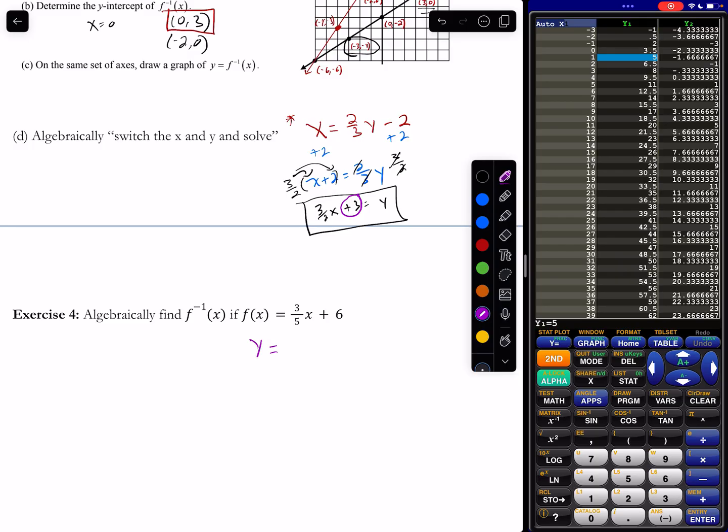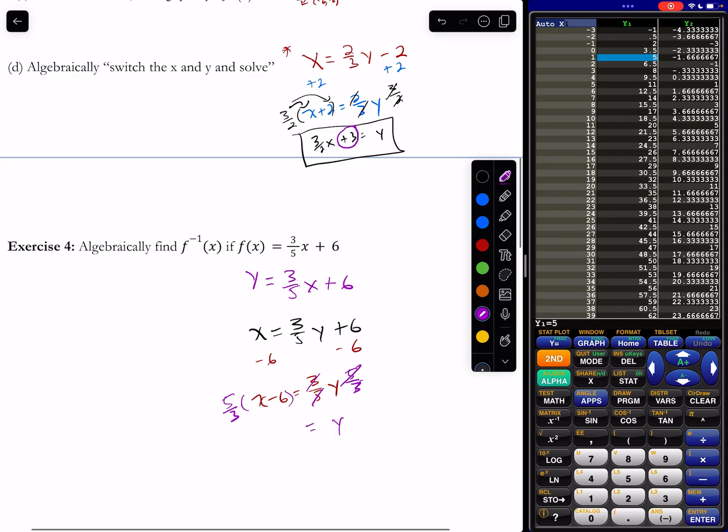So instead of writing y equals 3/5 x plus 6, what I'm going to do is switch that around and say x equals 3/5 y plus 6. And then I just solve for y. So if I subtract 6 from both sides, I'm going to get x minus 6 is equal to 3/5 of y, and then isolate y by using the reciprocal here. 5 divided by 5 is 1, 3 divided by 3 is 1. So now I've got y all by itself.